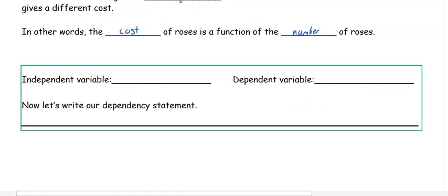Remember then that when we talked about an independent and dependent variable, the thing that happens first is our independent variable. So that would be the number of roses. And our dependent variable is what happens because of the number of roses, which is our cost. So when we write our dependency statement, we would say that the cost depends on the number of roses.